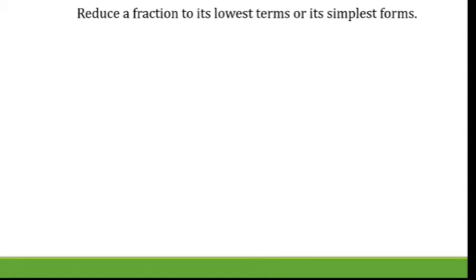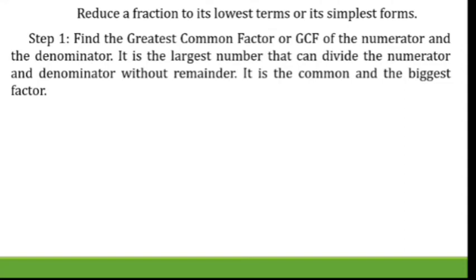We have two steps. First, find the greatest common factor or GCF of the numerator and the denominator. Ibig sabihin, hanapin muna natin yung GCF. Ano ba yung GCF? Greatest common factor. Pag sinabi natin GCF, it is the largest number that can divide the numerator and denominator without remainder, and it is the common and the biggest factor. Ibig sabihin daw, yung GCF, ito yung common and biggest factor ng numerator and denominator.